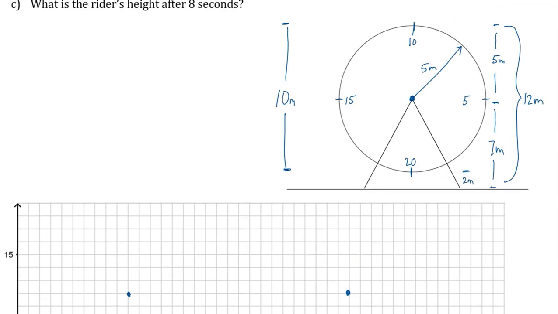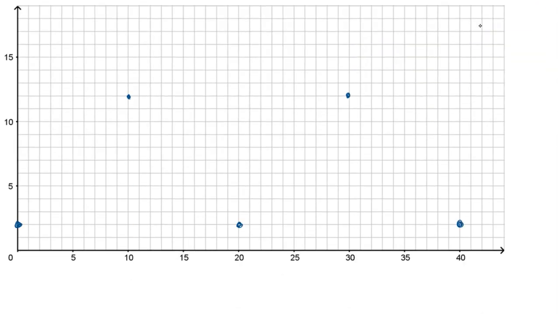Now I can do one more thing. What would the height be at 5 and 15? Well, it would be that 7. Okay. So at 5, I'm at 7. At 15, I'm at 7. At 25, I'm at 7. And at 35, I'm at 7.